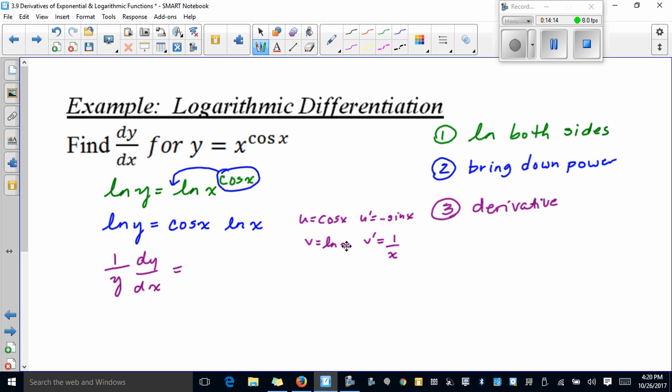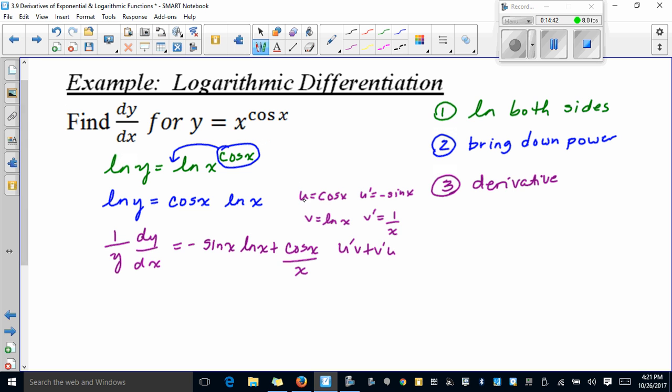So u prime v plus v prime u gives us negative sine of x natural log of x, plus cosine of x over x. Okay, a little bit more going on there. Most of the times you don't have a lot going on with regards to that.